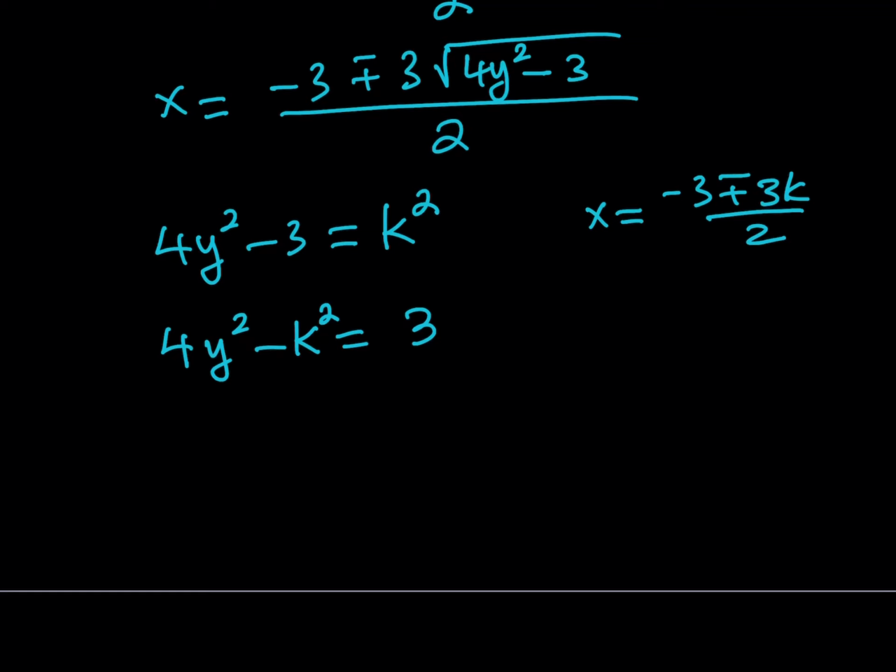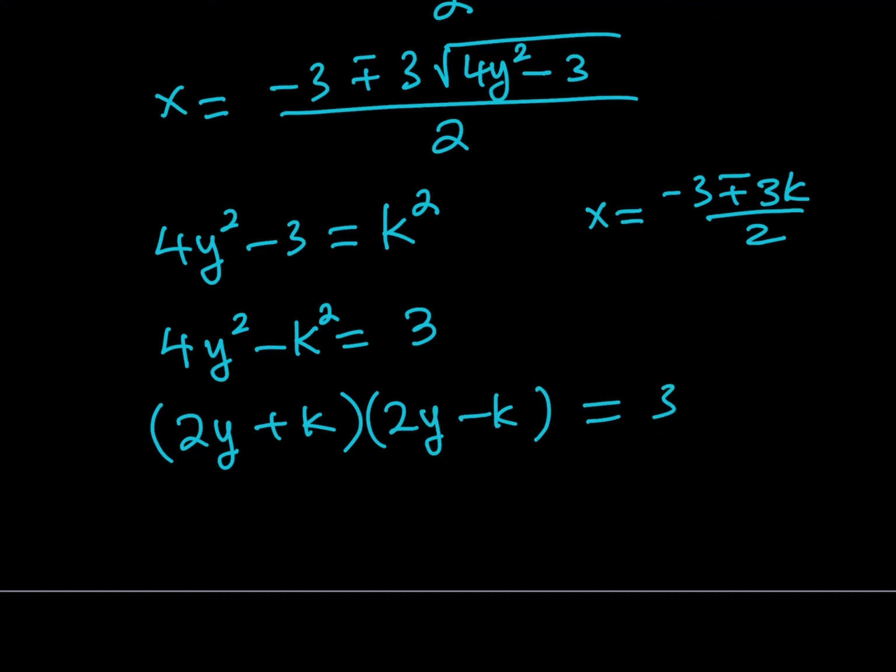And we're looking for integer solutions. So what is that supposed to mean? It means we can factor this and look for integer solutions. Okay, so this kind of brings up another Diophantine equation, but this one is actually fairly easy to solve. So we were able to simplify the problem. Let's go ahead and factor this. So this can be factored as 2y plus k multiplied by 2y minus k is equal to 3.